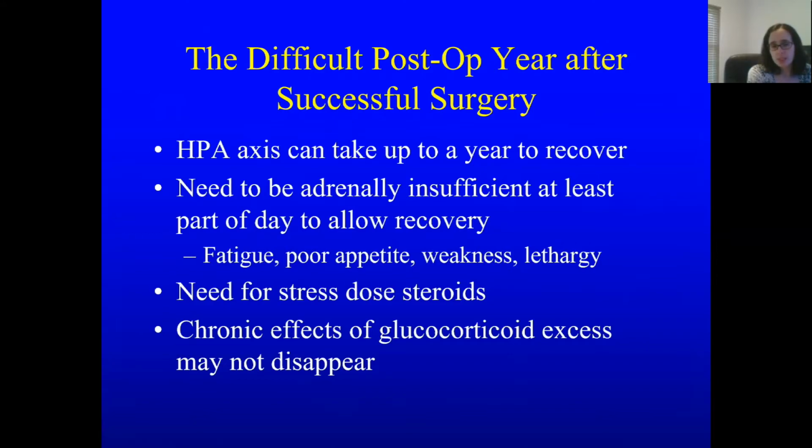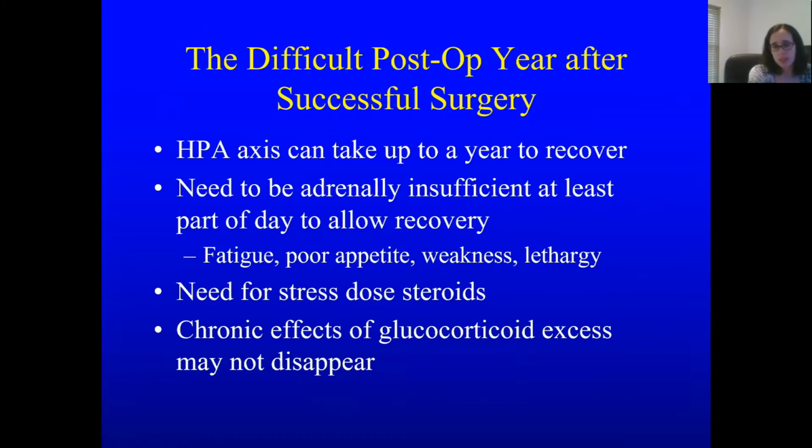So the issue though is that for the adrenal glands to recover, they need to be allowed to wake up. So you need to be adrenally insufficient at least part of the day to allow recovery. So these patients often feel very fatigued. They often don't want to eat. They're weak and lethargic. They do often need stress dose steroids because, having had these high doses of cortisol, their adrenal glands are sleeping. They're not doing anything. So they'll still need stress dose steroids. And the chronic effects of glucocorticoid excess may not disappear, such as hypertension, osteoporosis, diabetes. That often is not curative.